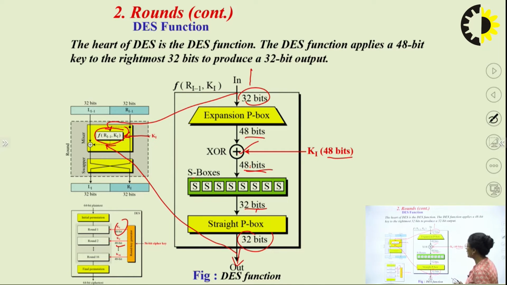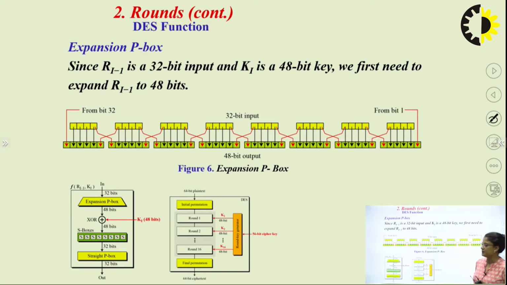This we know, the XOR gate. What we don't know is the expansion P box, the S box, and the straight P box. So now we'll be talking about the expansion P box, the S box, and the straight P box. So let us come to the expansion P box. This is your expansion P box.